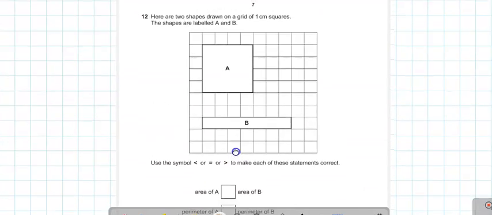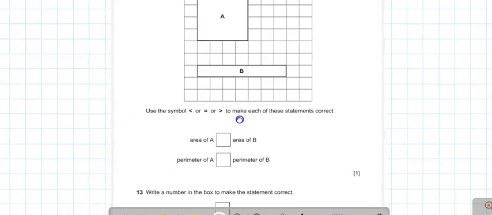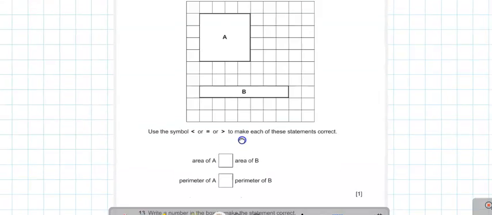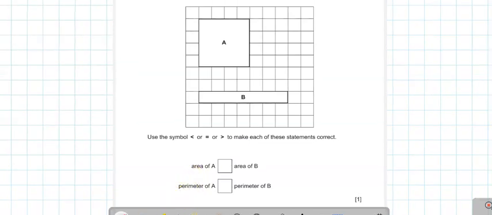Let's see. Here are two shapes drawn on a grid of 1 centimeter. The shapes are labeled A and B, and then he asks us about the area of shape A and the area of shape B, which one is greater or equal, and the perimeter of each one of them. So we need to calculate it. The first shape A, so we'll calculate the perimeter of A and area of A.